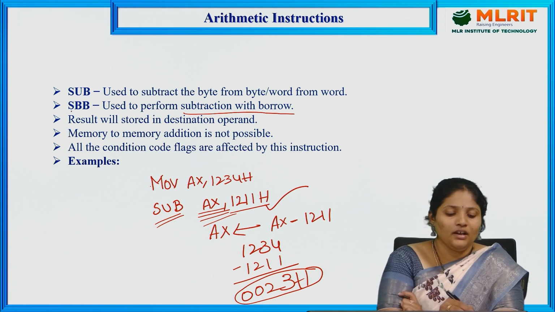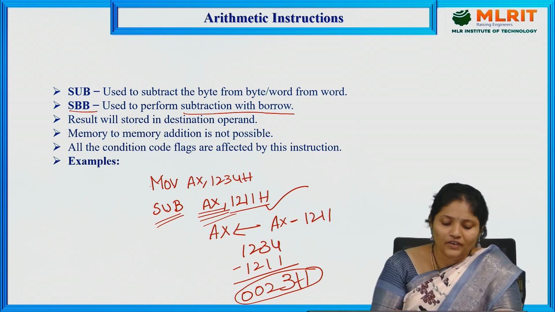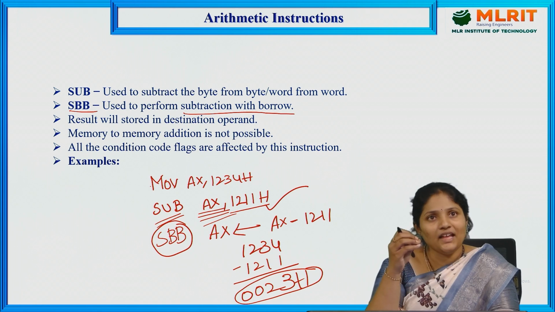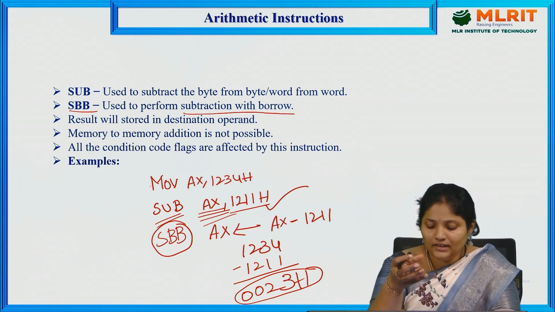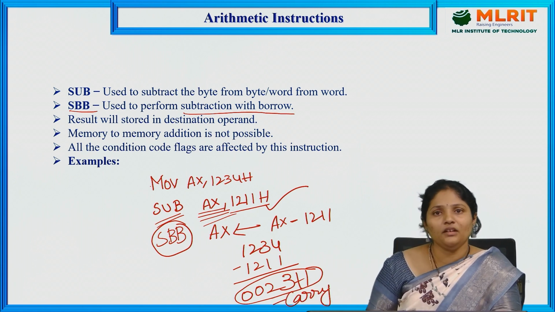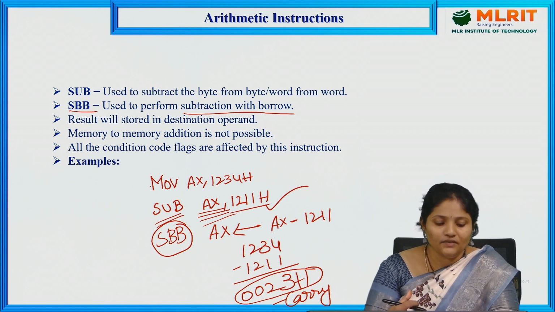Coming to the SBB operation, instead of writing SUB here, if you write SBB, then if any borrow is generated, that borrow, which is represented by the carry flag, will be accounted for. So if the carry flag is enabled, then the carry flag will be subtracted from this output. After performing the subtraction, the carry is also subtracted from the output.